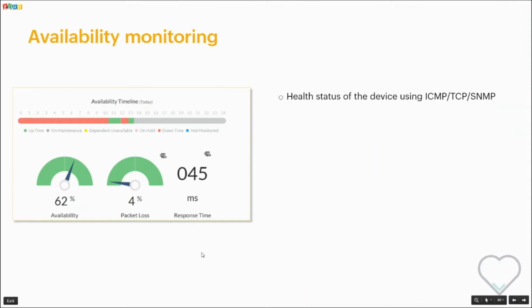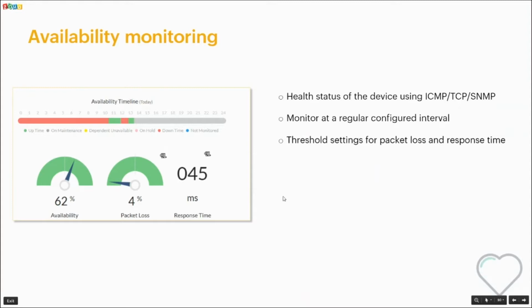So using Op Manager, you would be able to monitor the health status of the device using ICMP, TCP, and SNMP. If you have a secured environment where the ICMP protocol is blocked, where you can't perform any ping actions using ICMP, you can switch to TCP or SNMP based ping to see the availability or the health status of the respective devices. Likewise, you can monitor these devices at a configured polling interval. You can set thresholds for packet loss and response time. You can monitor the availability or the system uptime of the devices through an agent and get real-time information.